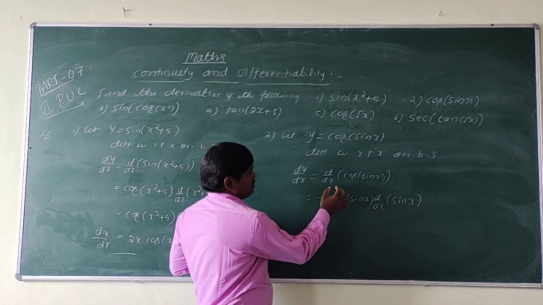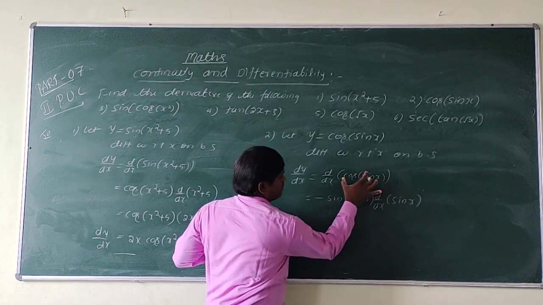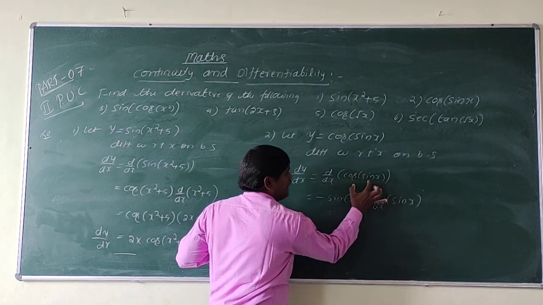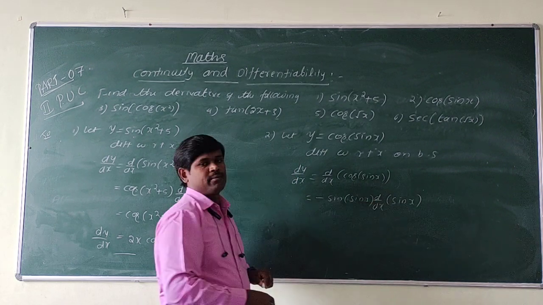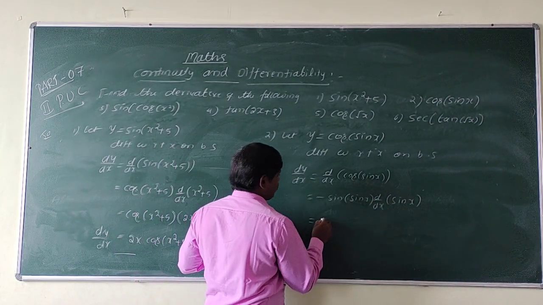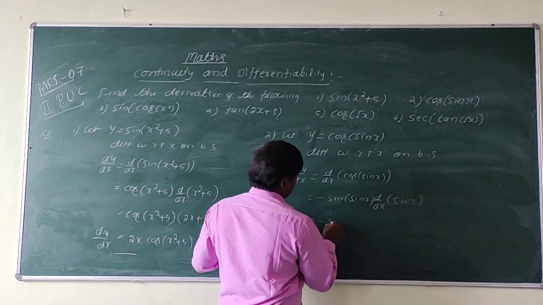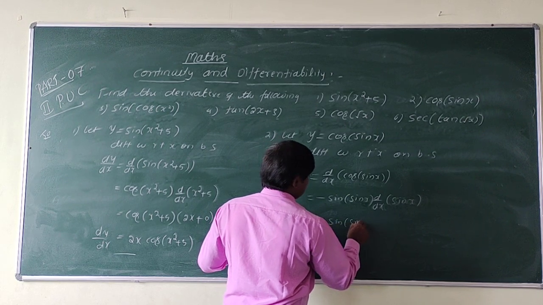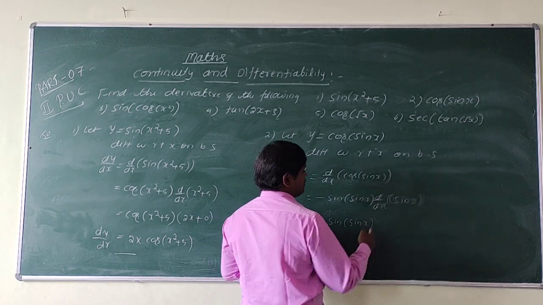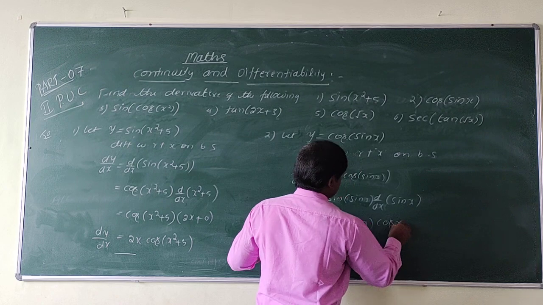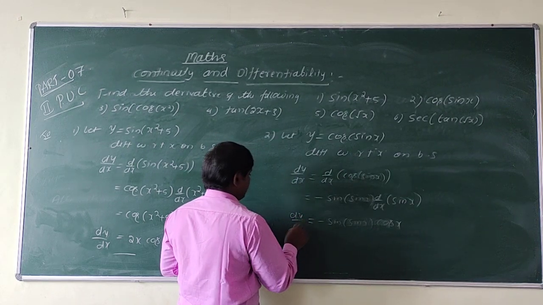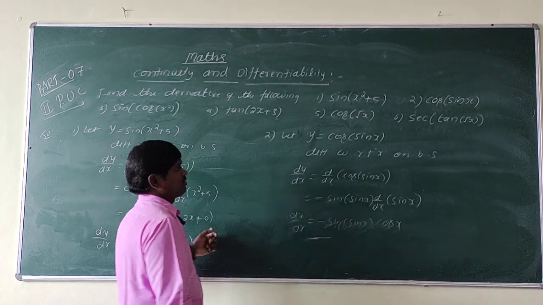Okay, so this is cos x. Therefore, differentiation of cos x is minus sin x into the internal term. Differentiation of the internal term sin x is cos x. So therefore it is equal to minus sin of sin x into cos x. So this is the dy by dx. Okay, so first write down these two.